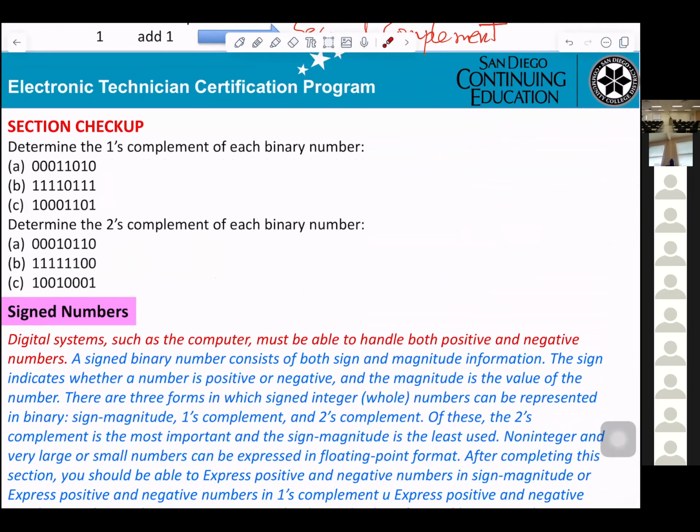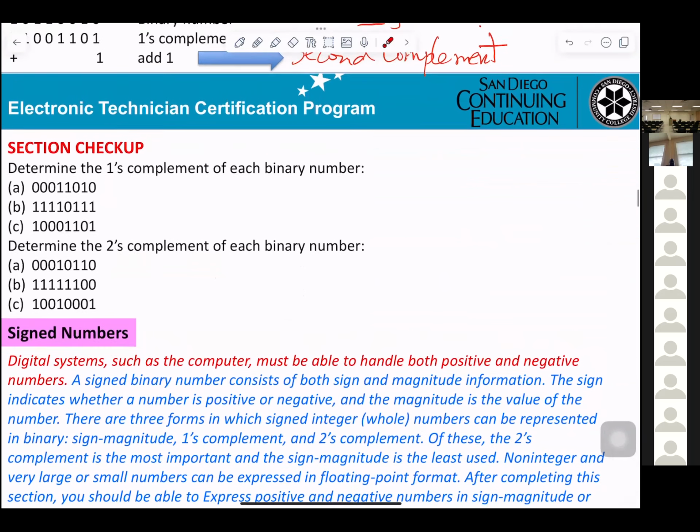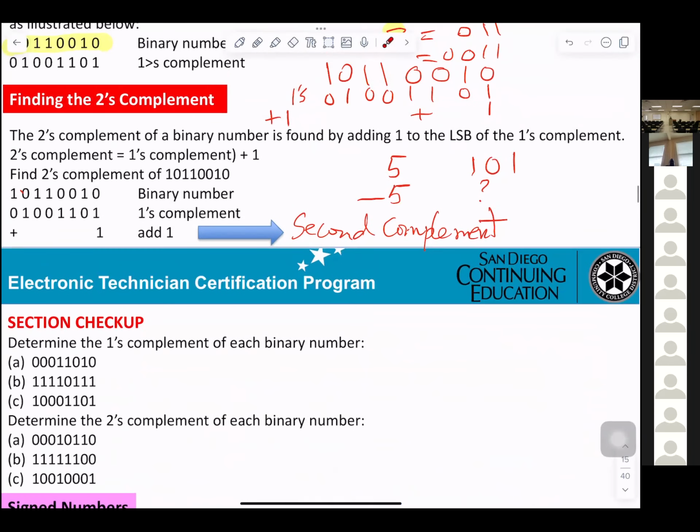When you say add 1, are you saying add 1 to each column? Add 1, carry it over, or how? Okay, you see right here. You get a number, right? You find the first complement. Right. Then now you add 1. 1 added to 1, 0. Okay? Then keep going. 0, 1, 1, 1. Okay? Then you get the second complement.